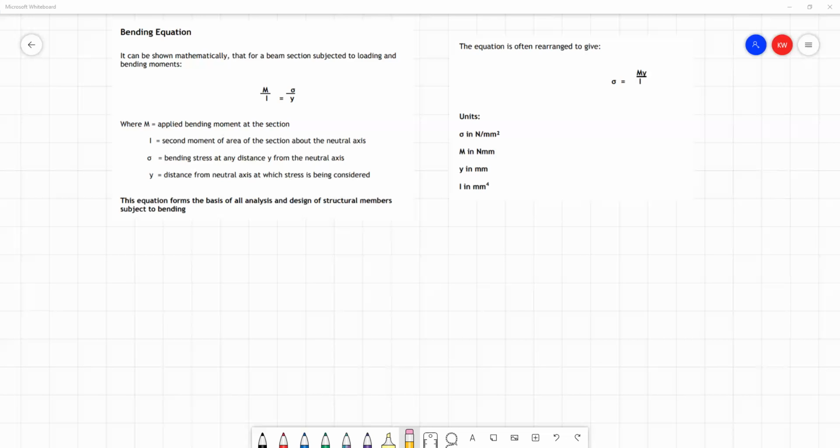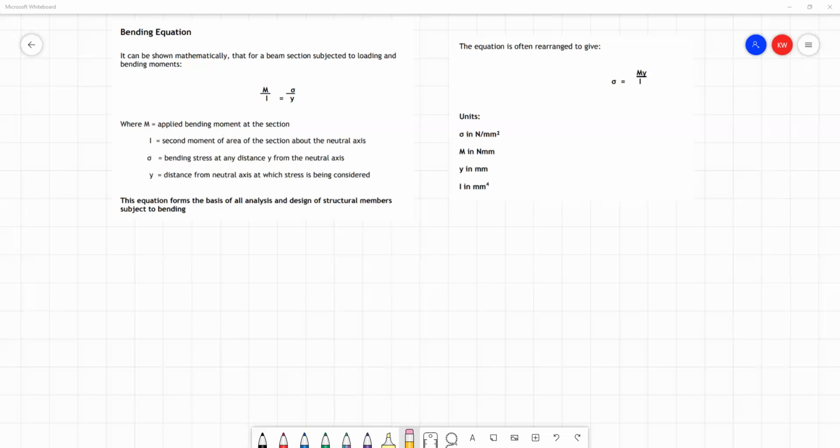I is the second moment of area about the neutral axis, in this case being the centroid, and we've been dealing with this already. Sigma is the bending stress at any distance y from the neutral axis, and y is that distance from the neutral axis. So let's talk about what these things are.